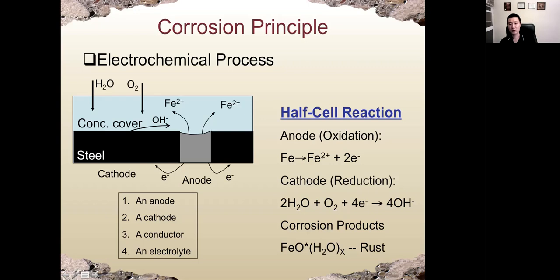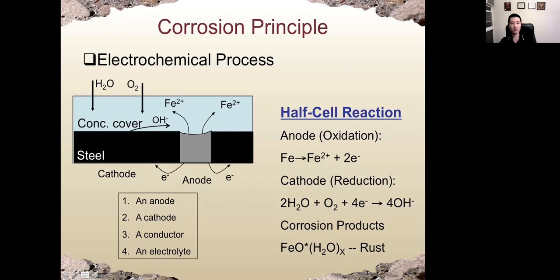So these 4 electrons will combine with water and oxygen. It will generate hydroxide ions. Corrosion products include rust, which is Fe oxide plus a certain number of waters.